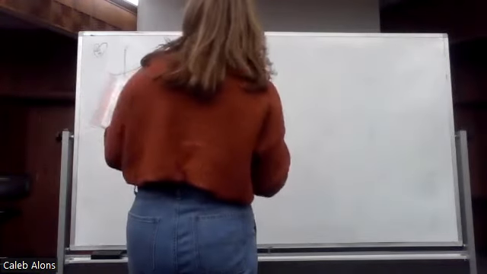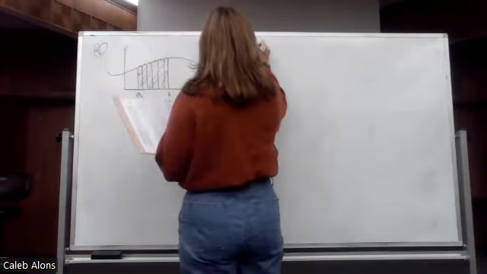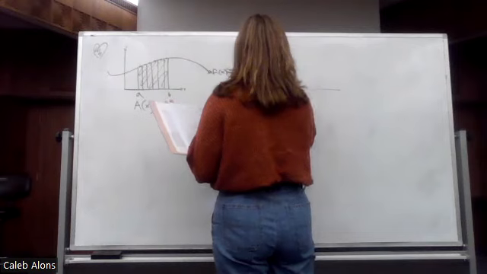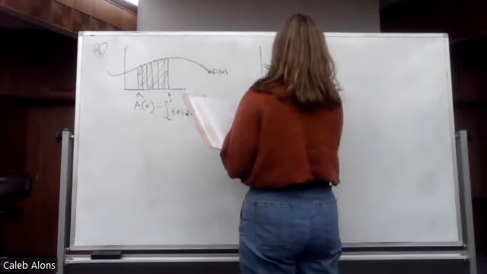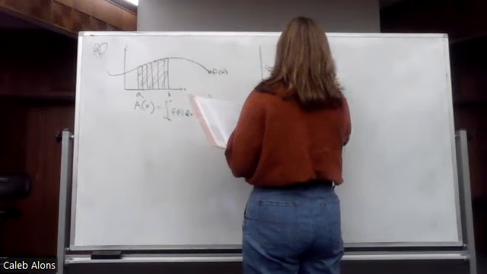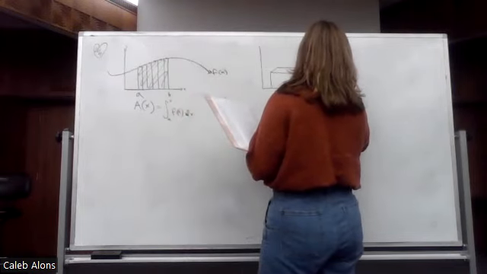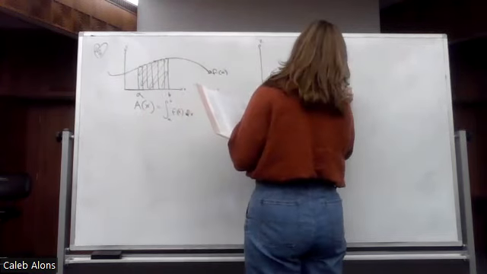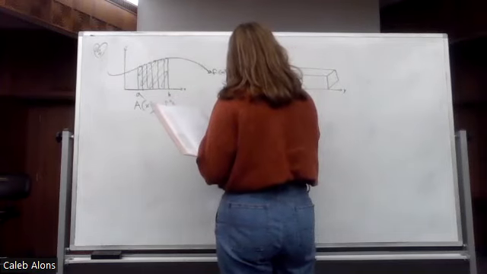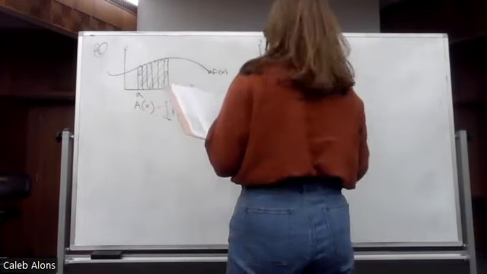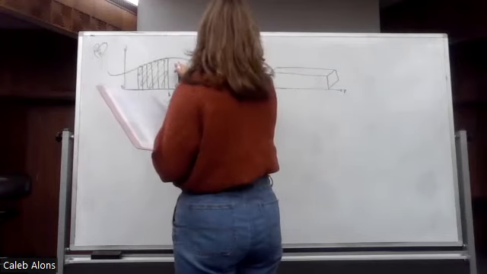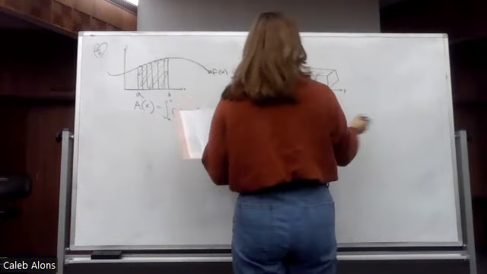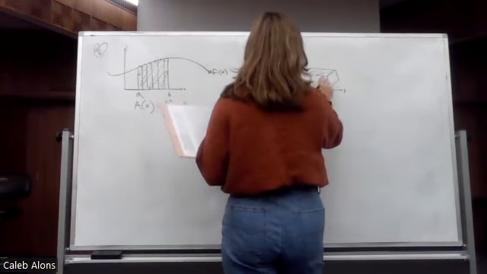Now, the way we're going to translate this to Calc 3, we're going to draw another diagram and give ourselves a shape. For this instance, it's going to be this funny rectangle. And this is going to be our z, our y, and our x. So we have our area of a sector. We have this surface up here, and we're trying to find the volume of this shape.